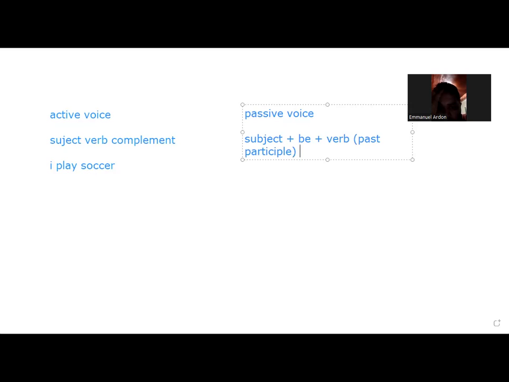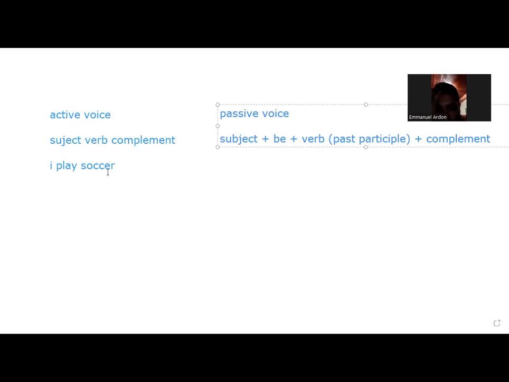Verb plus past participle plus complement. All right. Entonces, esta es la estructura que por lo general utilizamos en una passive voice. Okay. This way. Ahora bien. Si yo digo acá en la active voice, I play soccer. Look at this. En la passive voice, yo voy a decir la acción primero.